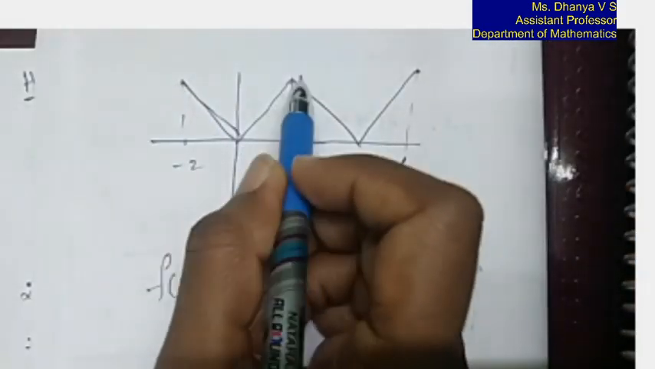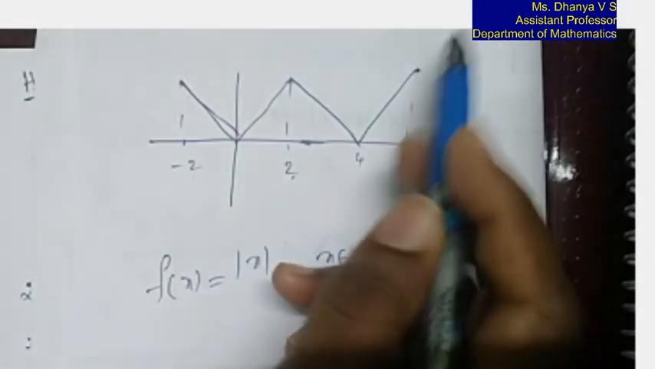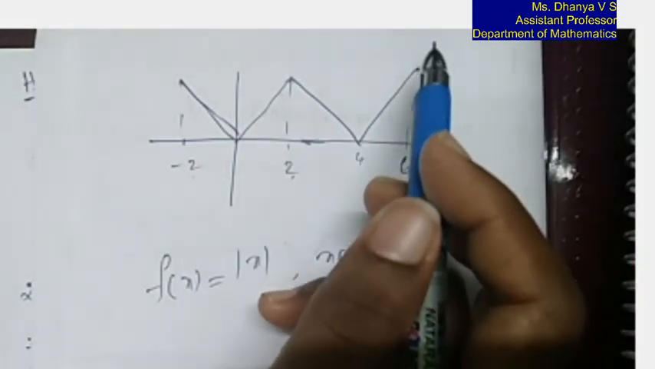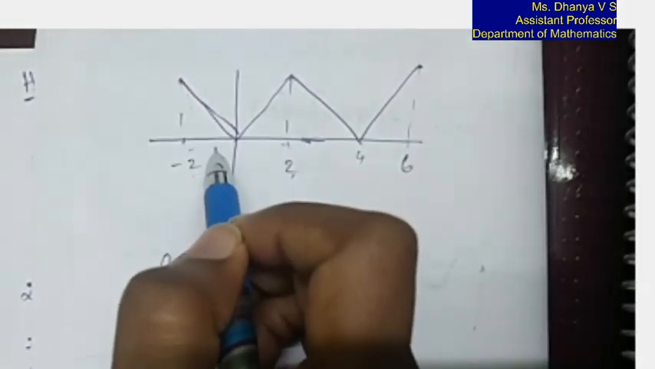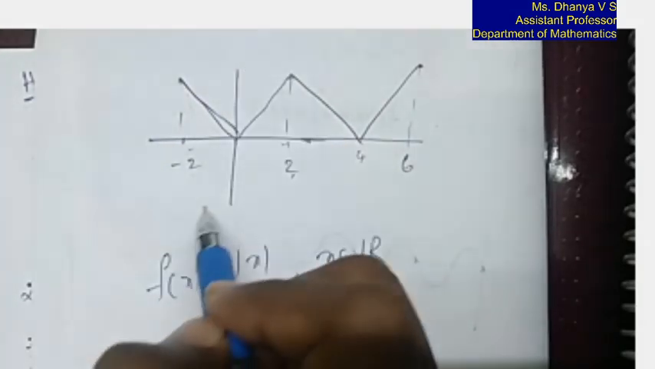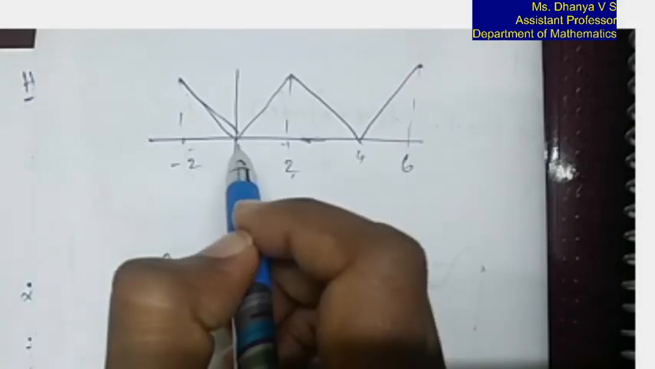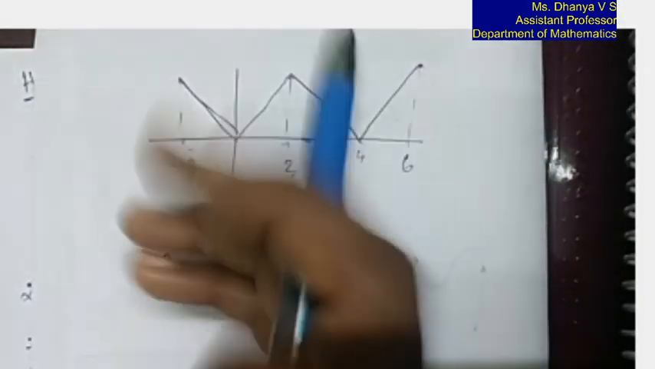But by this function, f of x is equal to mod x in the interval minus 2, 2, and extending it this way, it is periodic. Yes, it's periodic, and the length of the period is 2 minus minus 2, that is 4. So this is the length of the periodic function f of x equal to mod x. Its period length is 4 because I am extending it, and after 4 units the same value repeats.